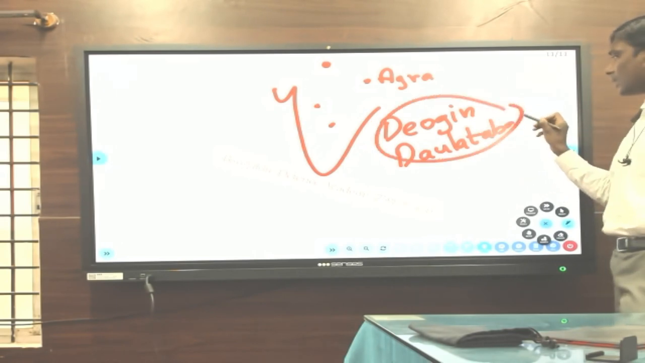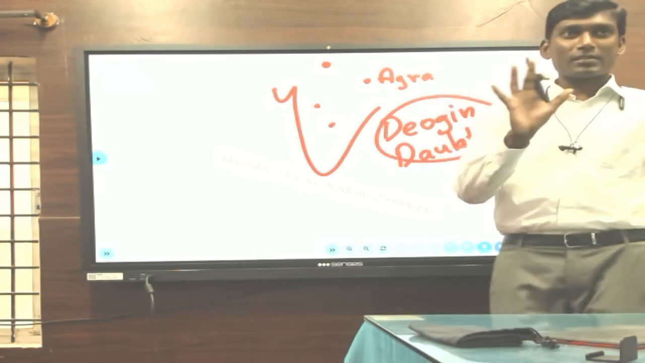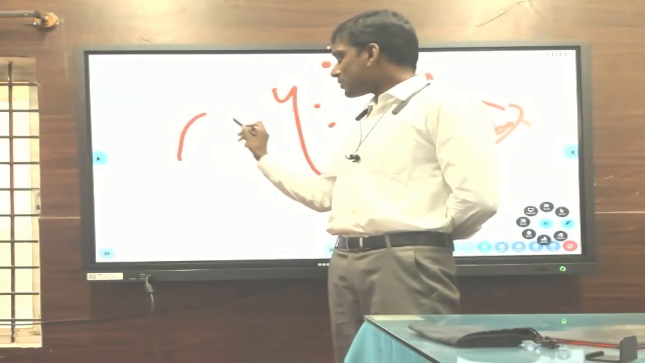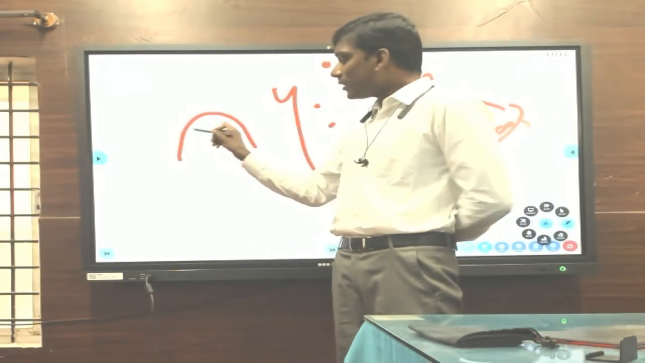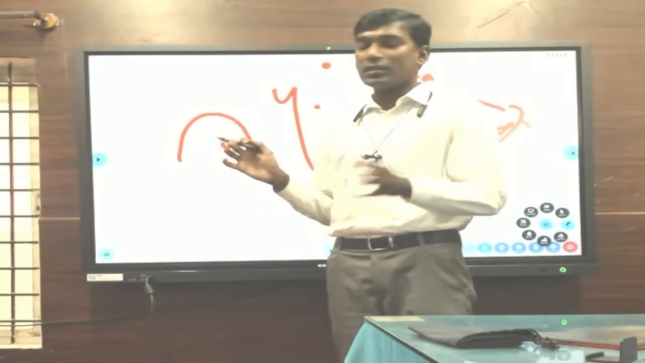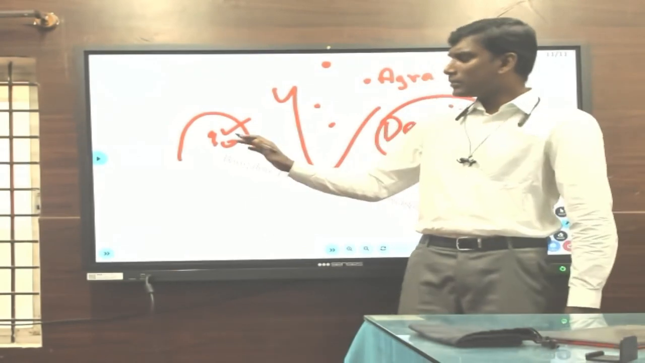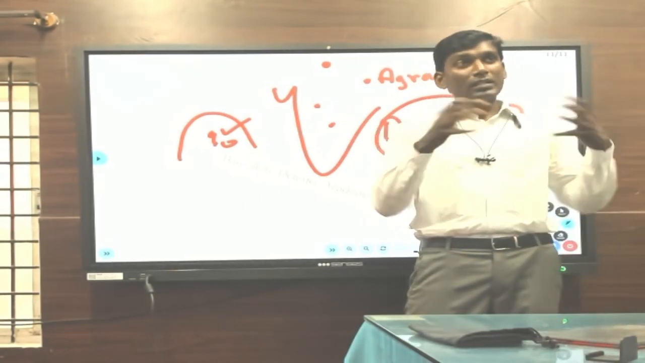Dauladabad and Devgiri are the same place in Aurangabad. Imagine this is a mountain. Inside this mountain there are caves and many things. Here there was a king, and he was very rich. He had a lot of money inside the caves.